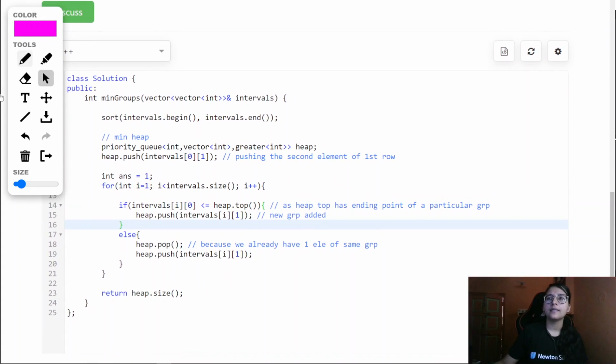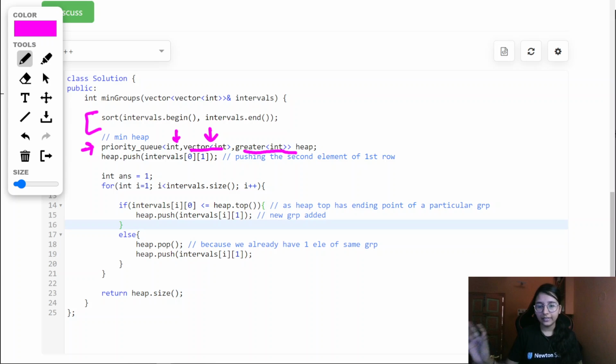So first thing is that we are sorting all the intervals so that we get all intervals in a sorted manner, the way I was showing you on the timeline. And then we are making our min heap, because in C++ we are having a max heap. So for making the min heap, we require to add this greater int to our min heap, and as it will be internally storing the vector of int only, that's why we are describing it by this, and each vector of int would be having the integer data type. So that's why it is like this.